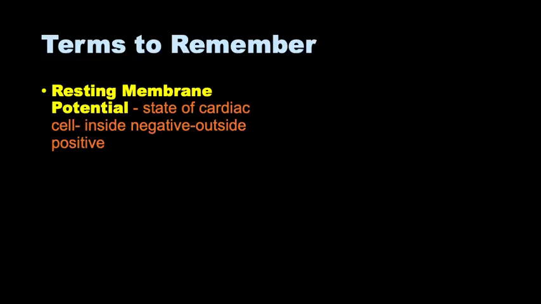If you want to interpret ECGs effectively, you must first understand the electrical flow in the heart, which is why we talk about electrophysiology. A couple of terms you need to remember. First is resting membrane potential. This describes the state of a cardiac cell at rest. The inside is negatively charged and the outside is positive.